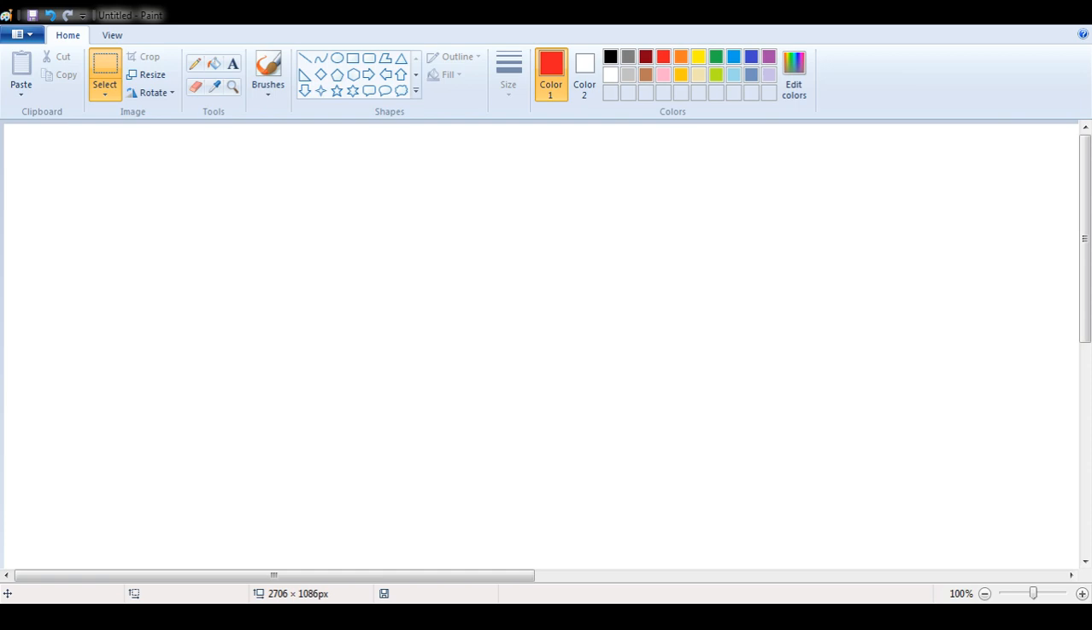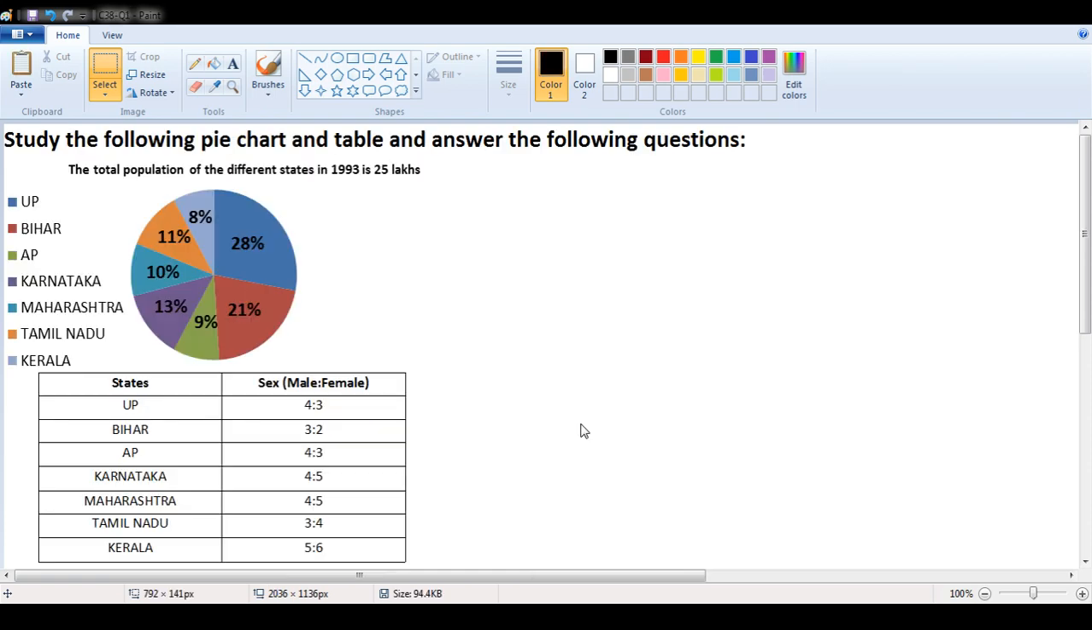Now, please see the second caselet. This is the graph. This is the diagram. See here, sir. First, let us understand the table. Study the following pie chart and table and answer the following questions.